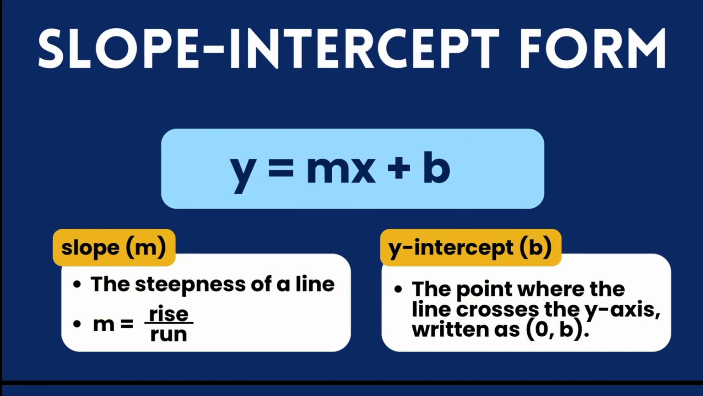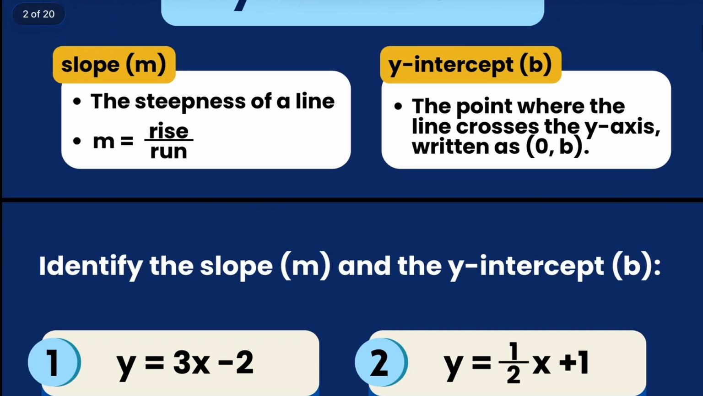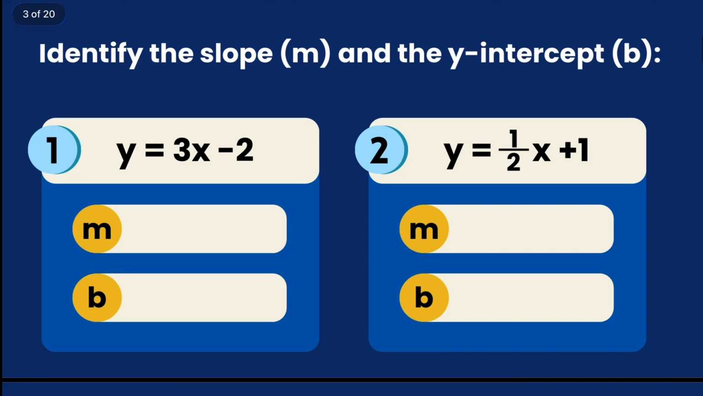So this is what it looks like when it's all together. y equals your slope times x plus your y-intercept. y equals mx plus b. So from here, I want you guys to simply identify the slope and the y-intercept. Well, we know that slope-intercept form looks like y equals mx plus b. So your slope, m, is always whatever is next to x. Make sure to keep that in mind.